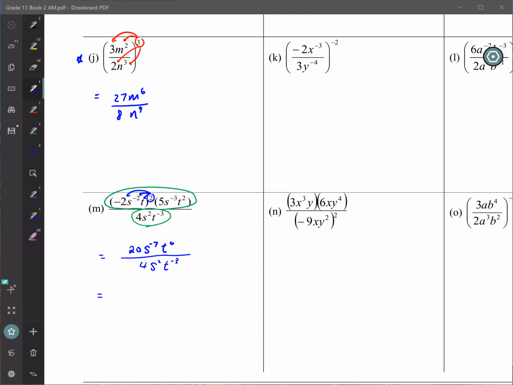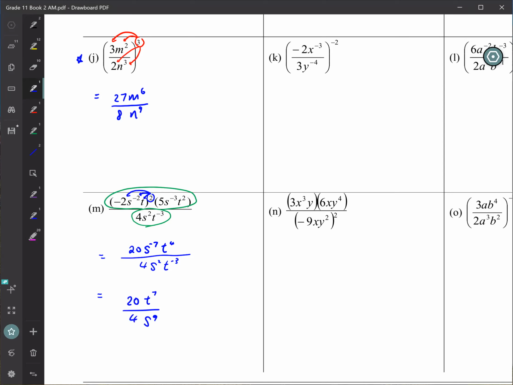Okay, Eric, what do you have? I have 20 T7 over 4 S9. 20 T7, yeah, and then S, and it's divided by 4 S9. Oh, okay. So over 4 S9.